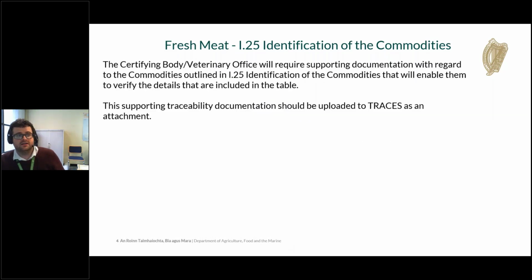As I said, the veterinary body will require certain information with regard to those commodities outlined in I-25 that will enable them to verify the details that are included in that table. And the attachments box, the references box that you open up on TRACES, is where you add those attachments so that the veterinary officer, the certifying body, can quite easily verify the information.